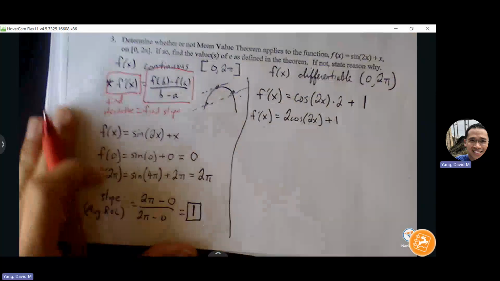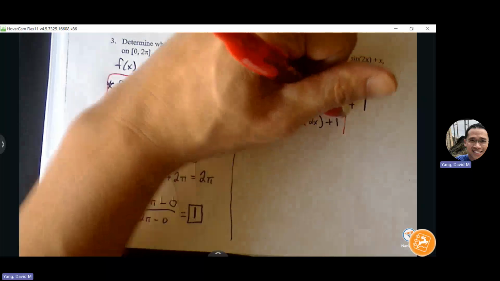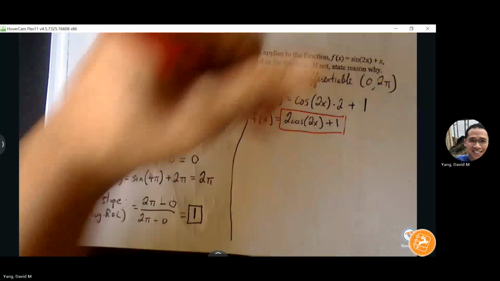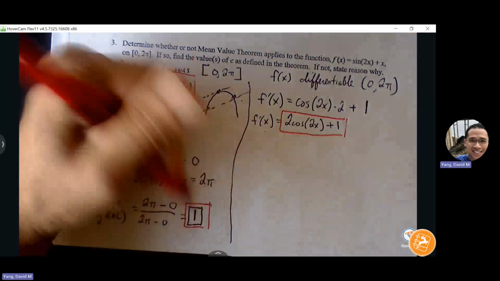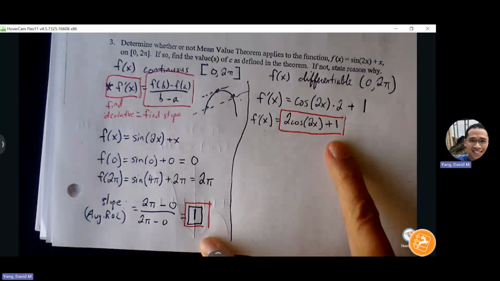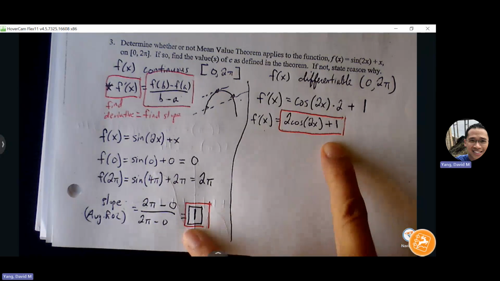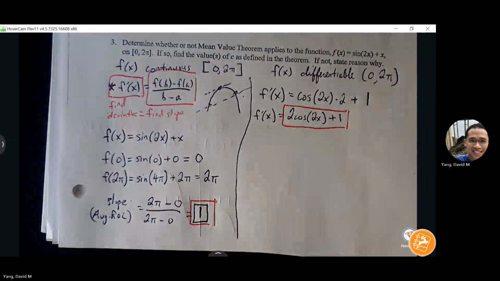Okay, so now we have the pieces that we want to set equal to each other. We have our derivative. We have our average rate of change. We'll do it with this information. Set them equal, right? We have our derivative. We have our slope. We're going to set them equal.